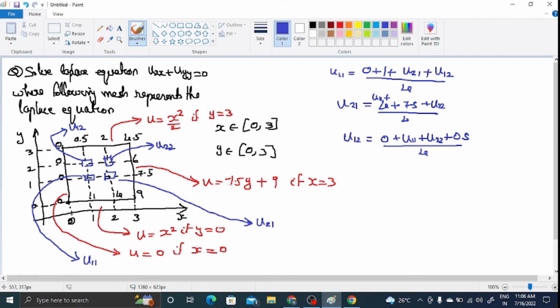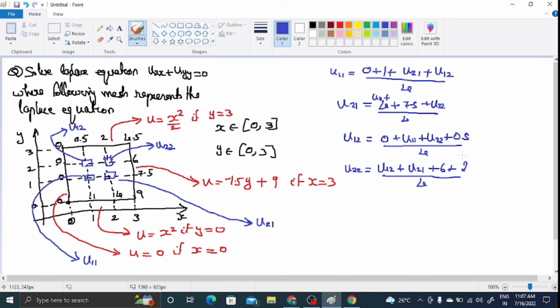Now one more point we require, u22. What is u22? u22 is equal to left point u12 plus bottom point, since we are finding this point, its bottom point is u21, plus the right point of this one, which is 6, plus its top point, which is 2, divided by 4.